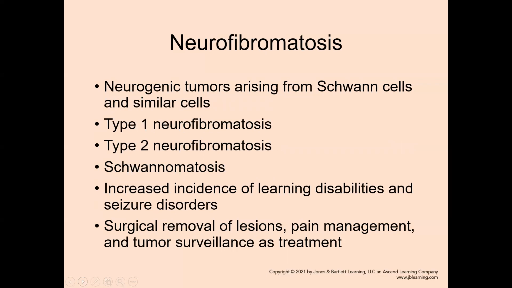There is a group of disorders called neurofibromatosis that arise from the Schwann cells. These are not super common, but it's good to know about because people that have these kinds of disorders have increased incidence of learning disabilities and seizure disorders. When you look at them, they will often have multiple skin lesions, and they also frequently have chronic pain.